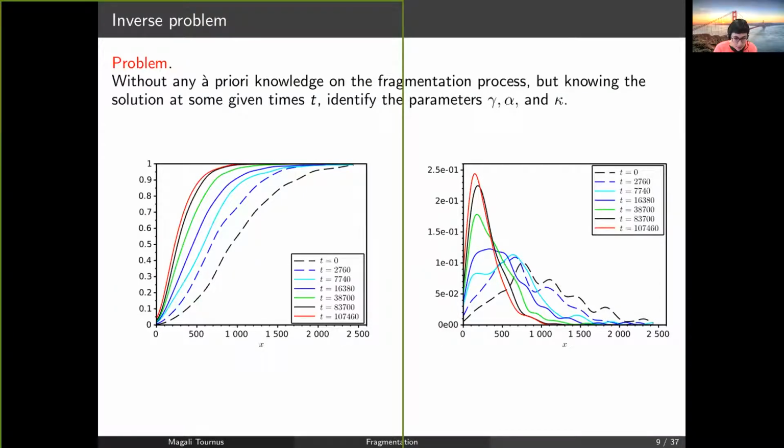Parameters gamma. Wait, Magali, we cannot hear you. I don't know what happened. Okay, now we can hear you. I don't know if it was me. It may be my Wi-Fi, actually, my connection.